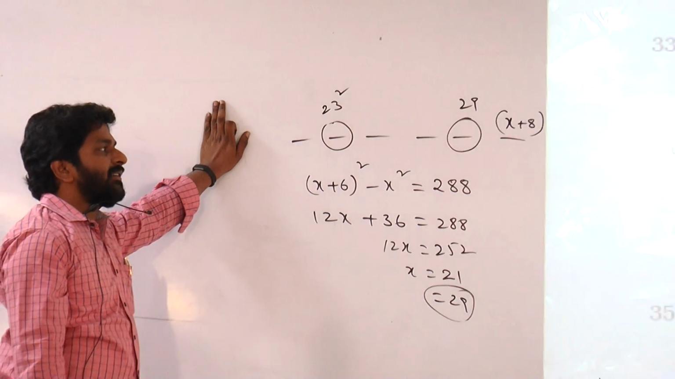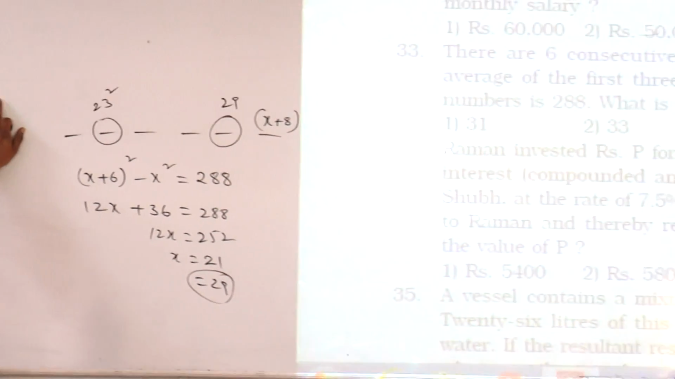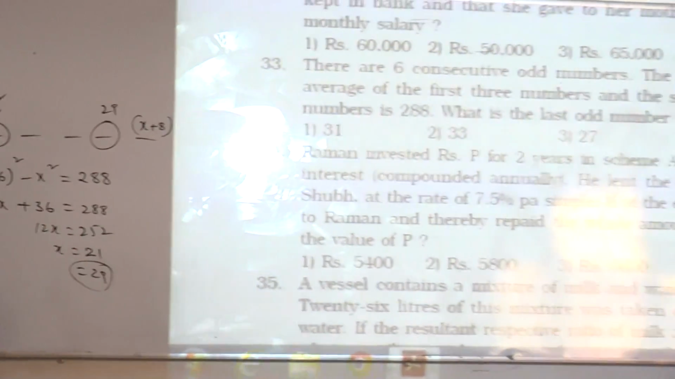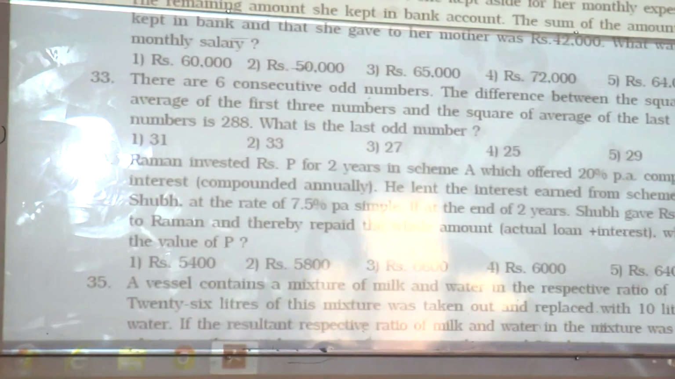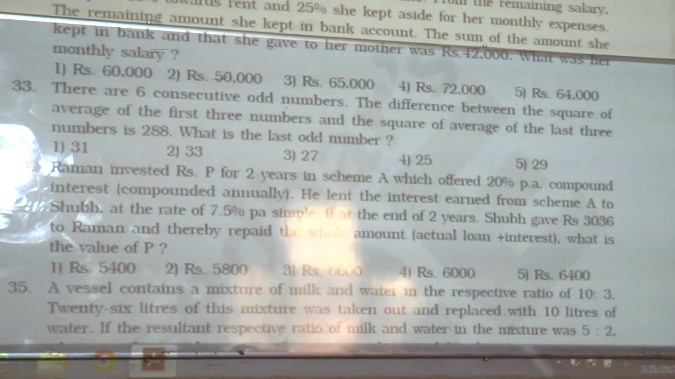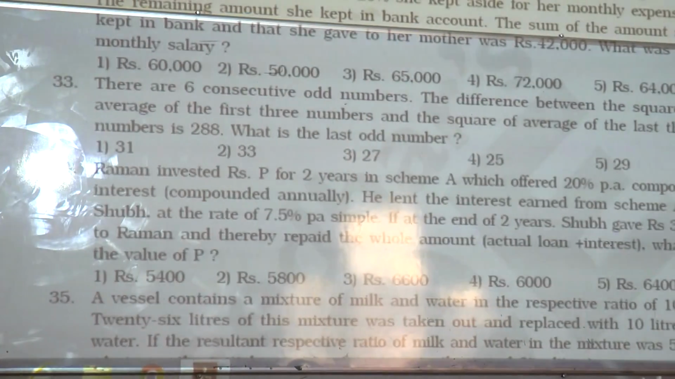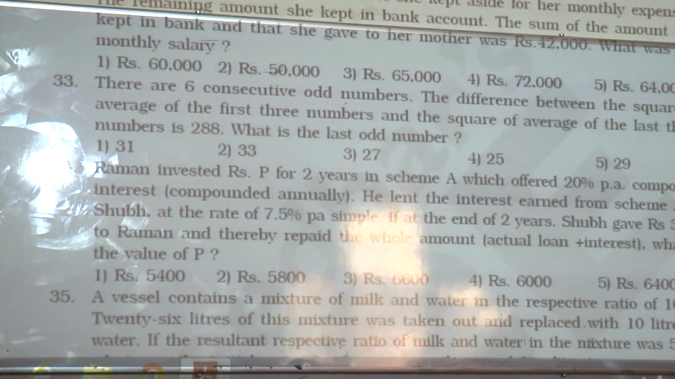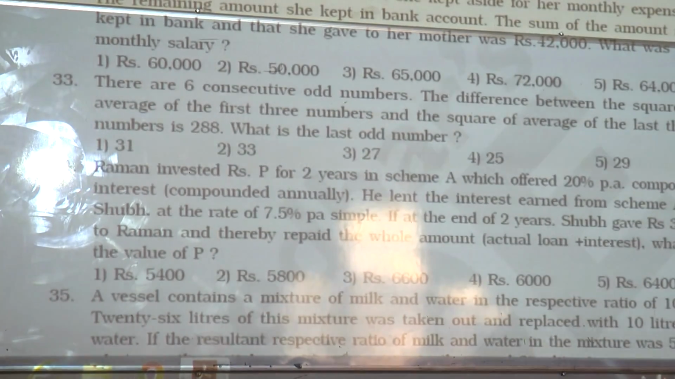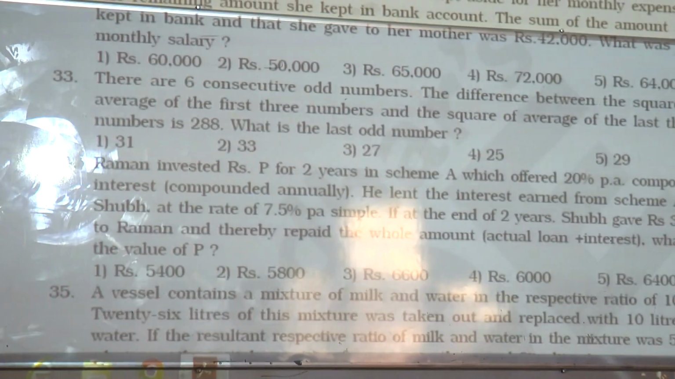Raman invested P rupees for 2 years in scheme A, which offers 20% compound interest compounded annually. He lent the interest earned from scheme A to Shubh at the rate of 7.5% per annum simple interest. If at the end of 2 years Shubh gave 3,036 rupees to Raman and thereby repaid the whole amount, which is the actual loan and interest, what is the value of P? You are asked about the P value.